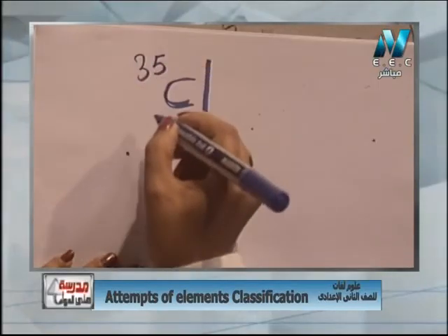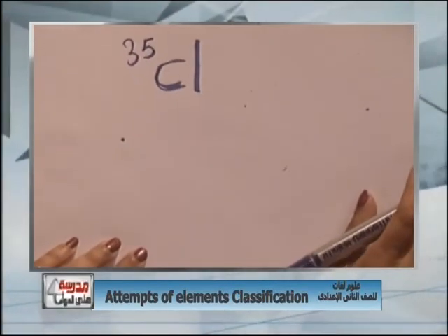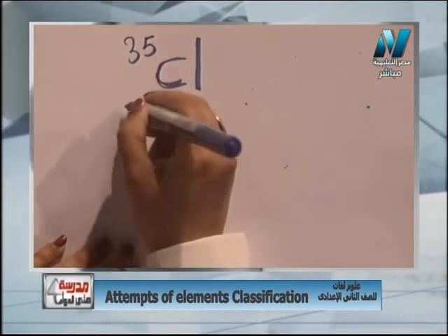Okay, let's draw the mass number and atomic number for an element. For example, we have chlorine. The symbol of chlorine is Cl, with mass number 35 and atomic number 17.